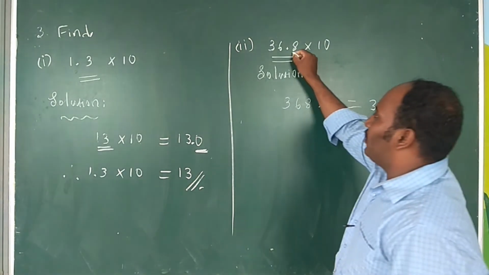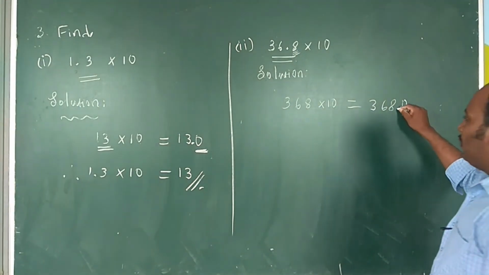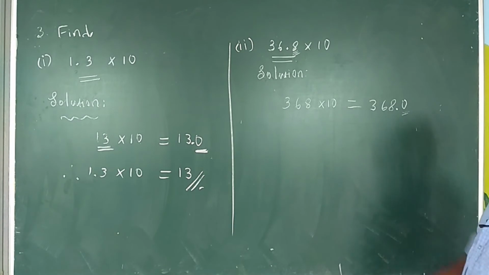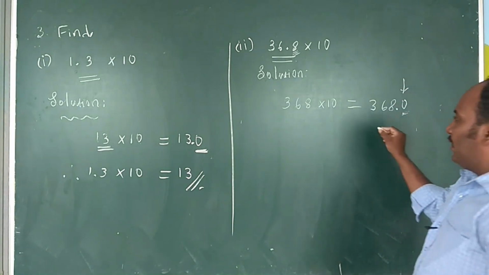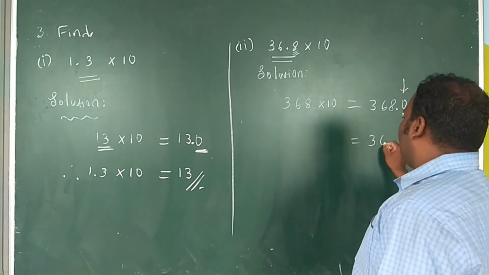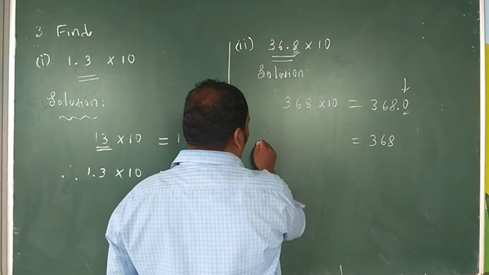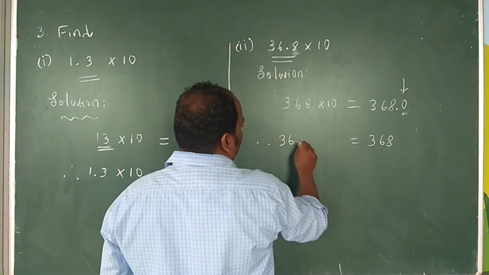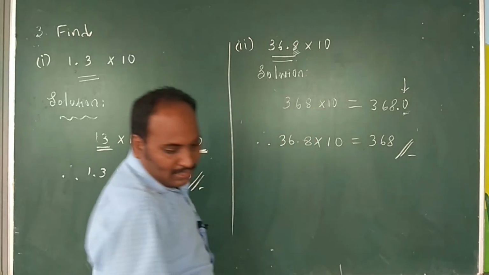Count the decimal places. Here one decimal place is there, so we take the point before one digit. So our answer is 368. Therefore, 36.8 into 10 is equal to 368.